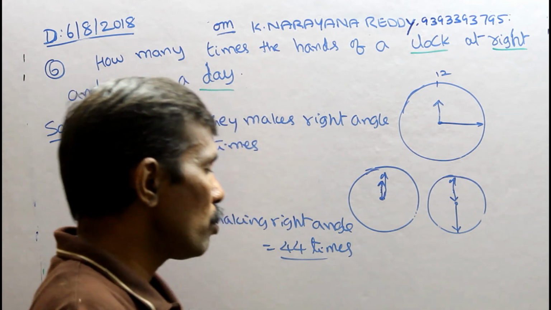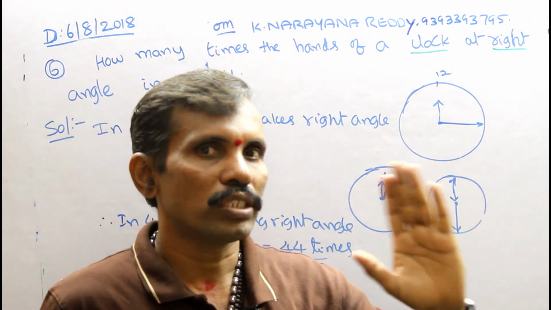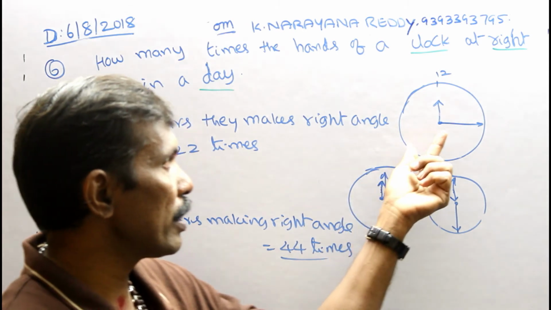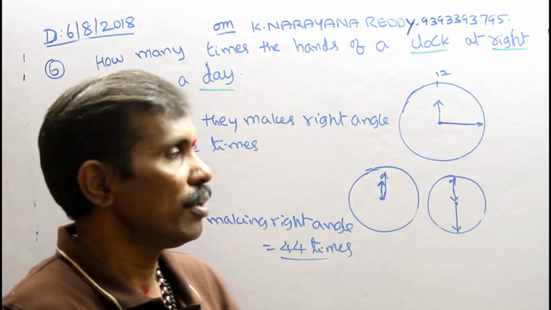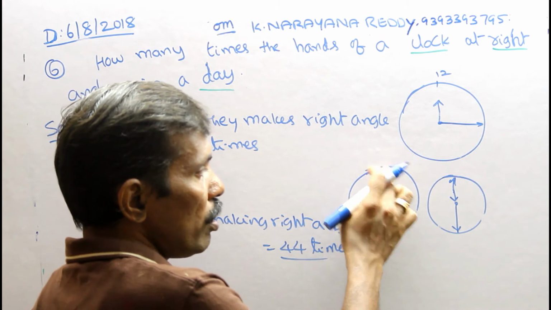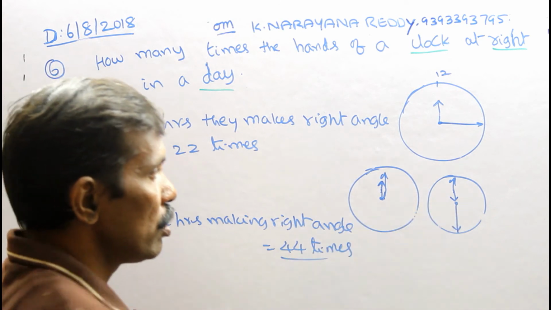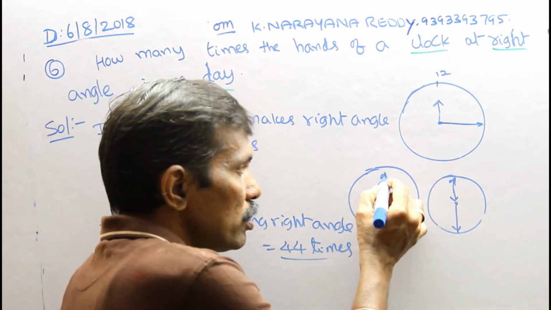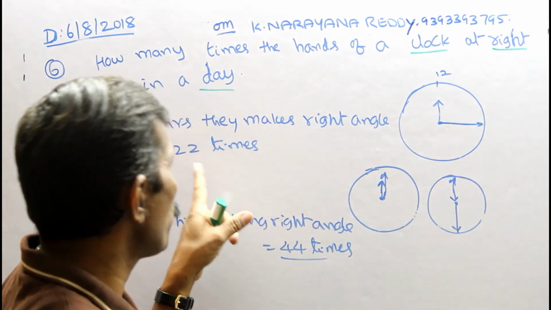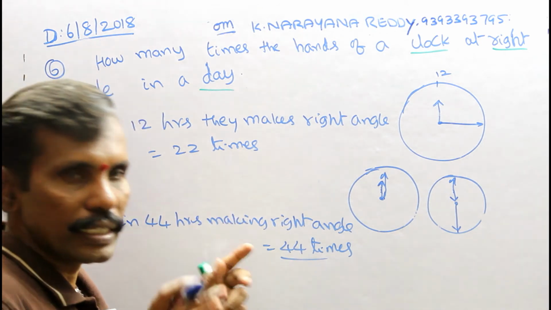Here you have to observe one important point: in 12 hours, how many times are those hands at right angle? For each hour, they make it 2 times, because this is one time and this is another time. But coincidence is 1 and opposite, parallel, is 1. So those two are not taken into consideration, because this is 0 degrees, this is 180 degrees. So these two are deleted from 24. 24 minus 2, 22. 22 times in 12 hours. So in 24 hours, 44 times. That is the answer. Okay.